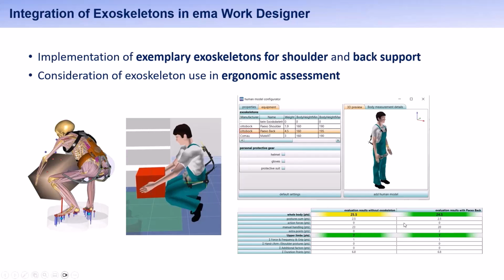Like here, a small example in the lower right corner for the EAWS. It's a method. They have a new functionality to do an assessment for exoskeletons, especially for the shoulder exoskeletons here. But then you can also consider exoskeletons in a 3D production planning software tool, and also, of course, in AnyBody.